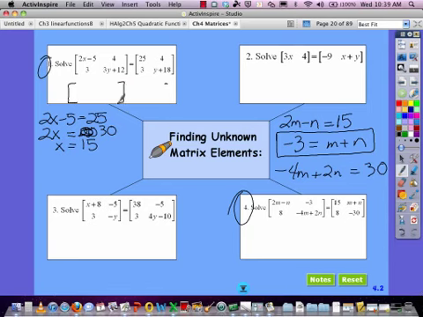When we finish, obviously, we want a completed matrix. So right now, if x is 15, go back up. 2 times x would be 30. 30 take away 5 is 25. So we know that's a 25. We know that's a 4. We already knew that was a 3.